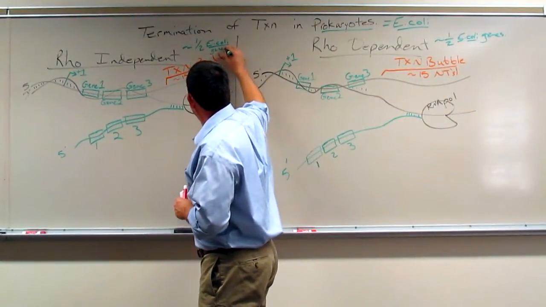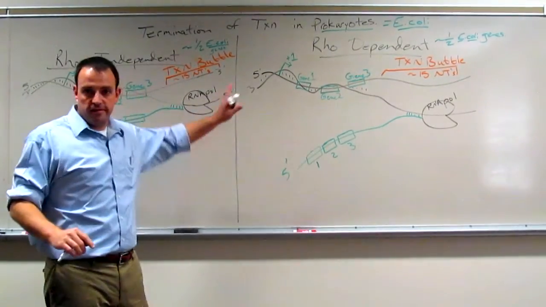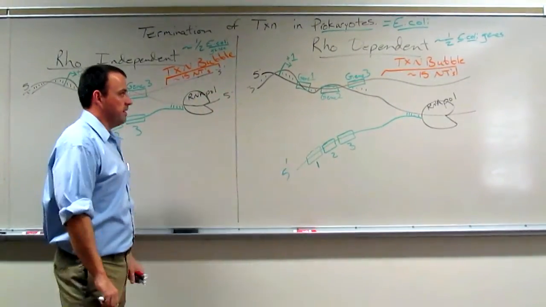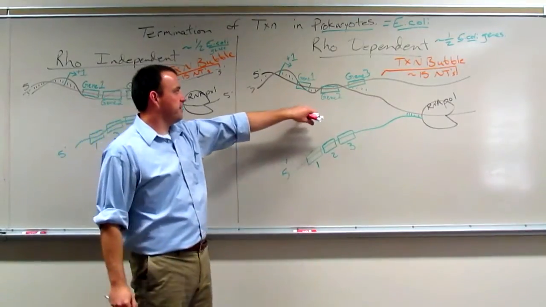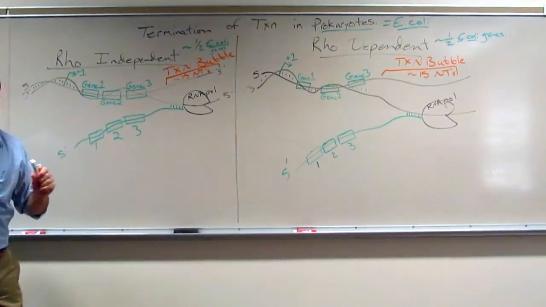But these are not the only two ways to terminate transcription. They're just 99% of the ways. So that's all we care about. The main things are the main things. So what do we got? Let's do Rho-independent first.